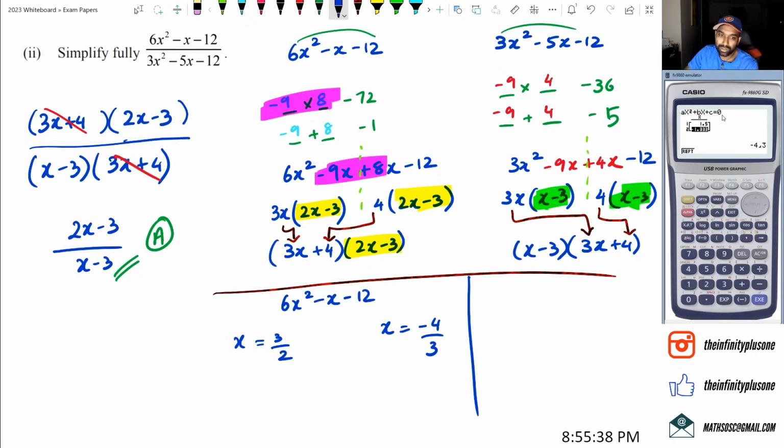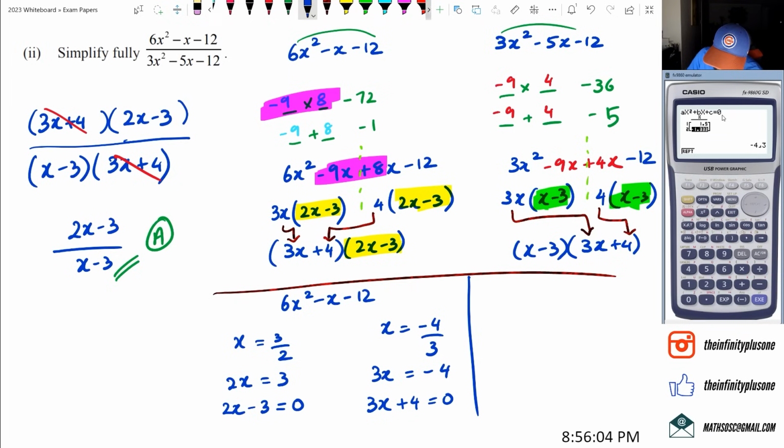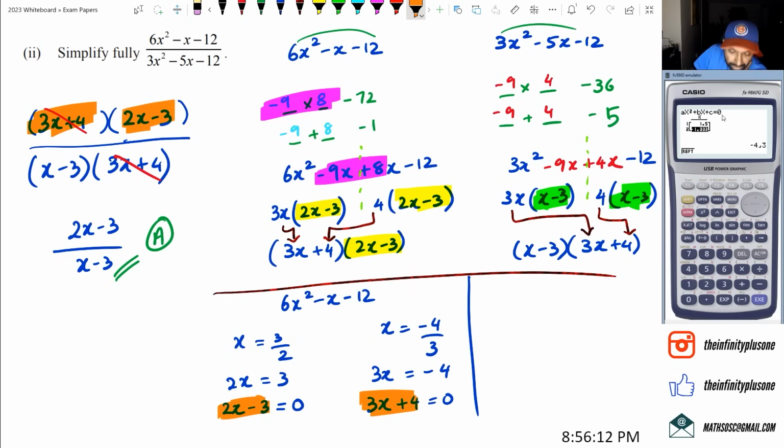Well, we're going to flip it. We're going to do it the other way around. So in this case, instead of writing this as x minus 3/2, I'm going to bring the 2 across. So this will become 2x equals 3, and then 2x minus 3 is equal to 0. And if you look at this side, I've got 3x equals -4, and 3x plus 4 equals 0. And what you should see right now is that I've actually factorized it right there. All right, so that's pretty much how you do it.